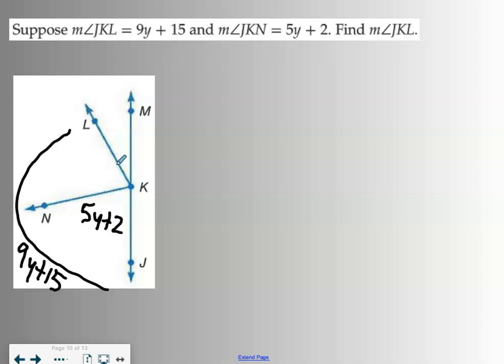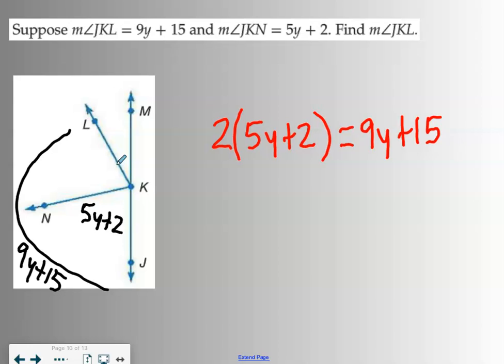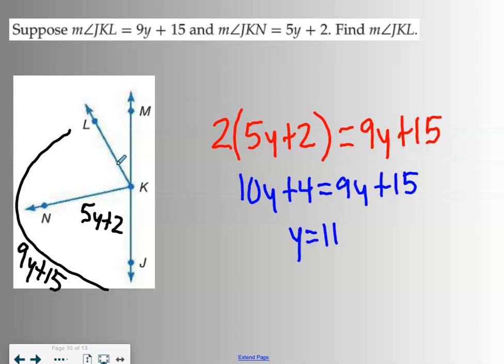Okay? I'm going to take 2 times 5y plus 2 equals 9y plus 15. Distribute. Measure of JKL. So what do we got to do, guys? Find JKL. Plug it in.